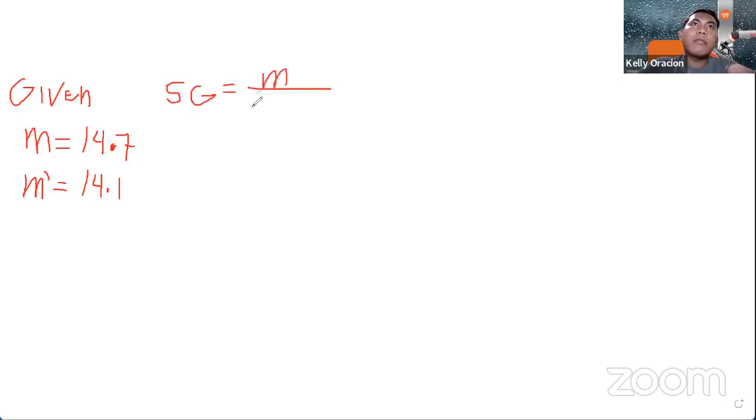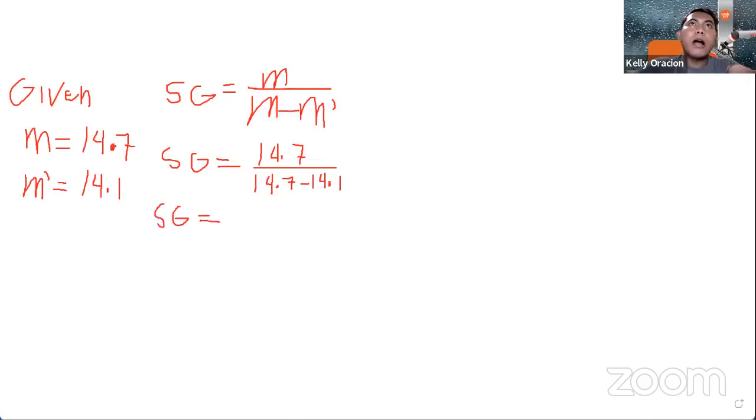Let's write the given. The mass is 14.7. The apparent mass when submerged in water is 14.1. So the formula of specific gravity of the crown is mass over mass minus apparent mass. SG of the crown is 14.7 over 14.7 minus 14.1. Ferhan's answer is correct: the specific gravity of the crown is 24.5.